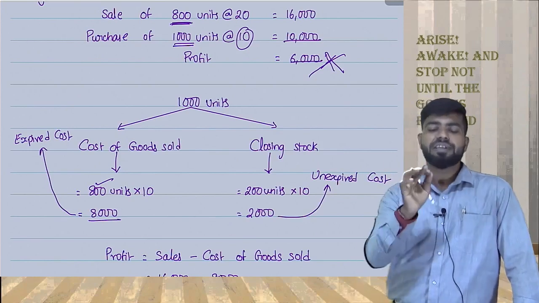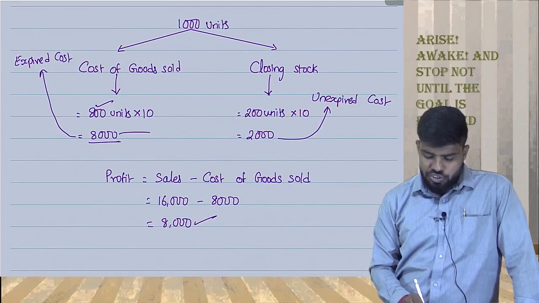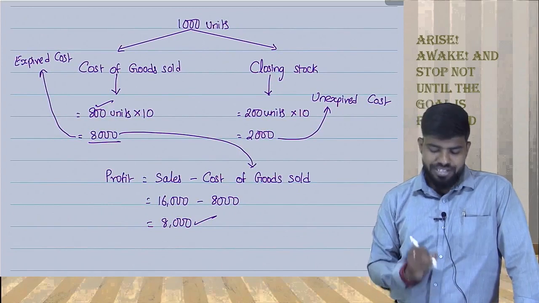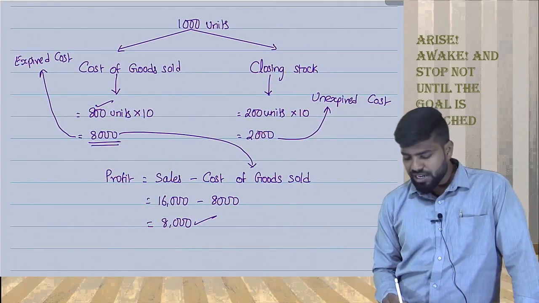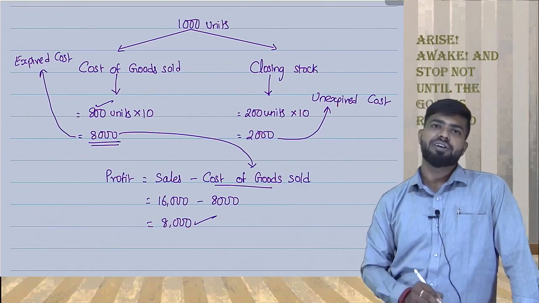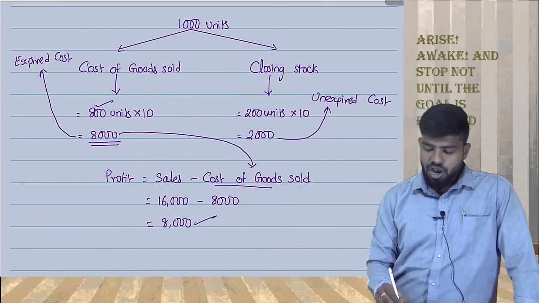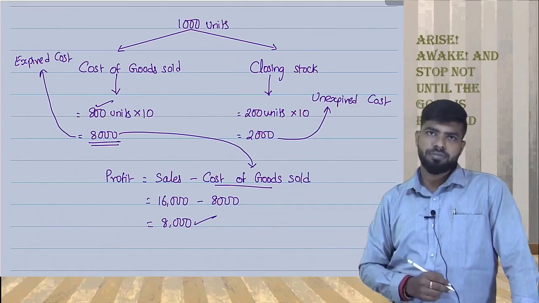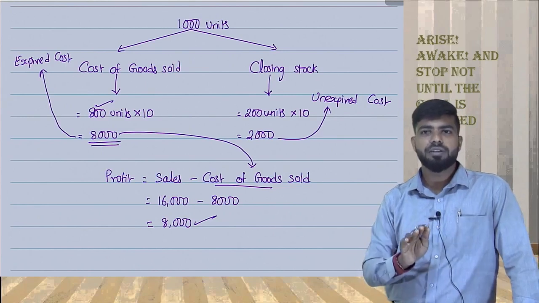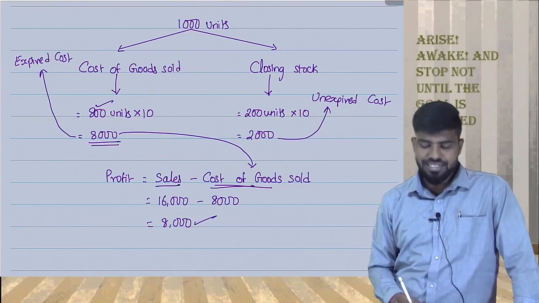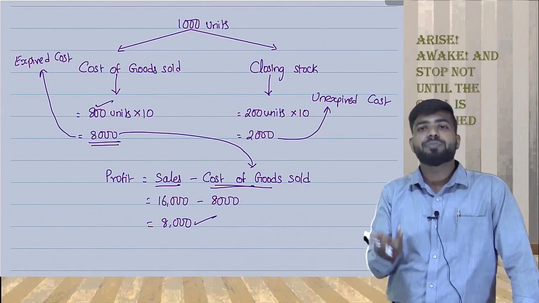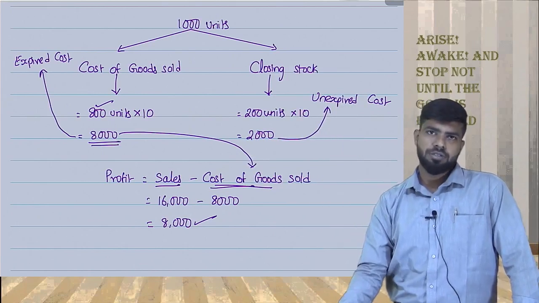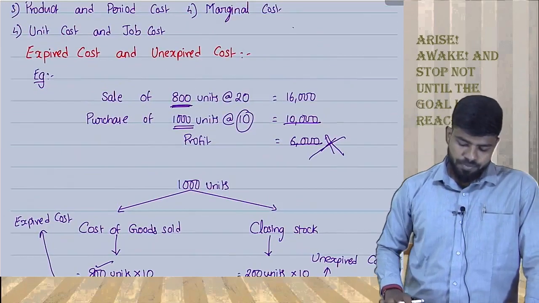So what is expired cost? The cost which is charged against current year revenue. See, this cost of goods sold is reduced from the current year sales. What is unexpired cost? The cost which carries forward to next accounting year. Whatever cost we net off from the current year sales is called the expired cost, and the cost which carries forward to next accounting year is called the unexpired cost. Are you understanding? Okay, so you start writing.